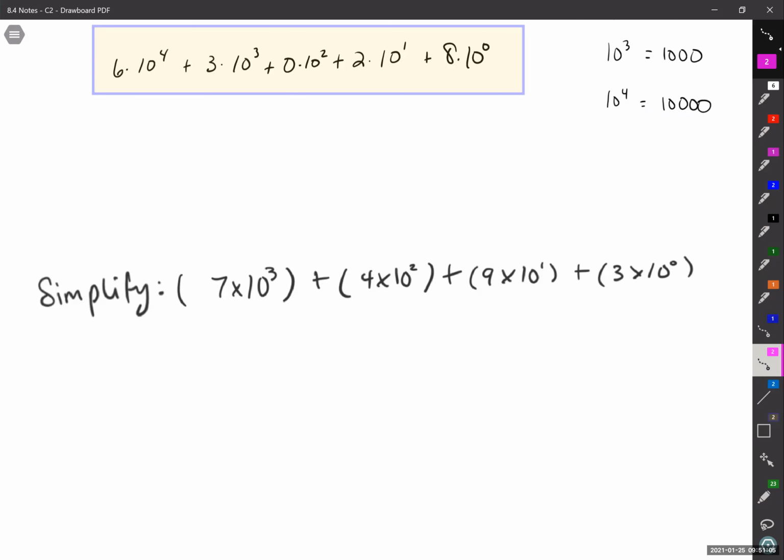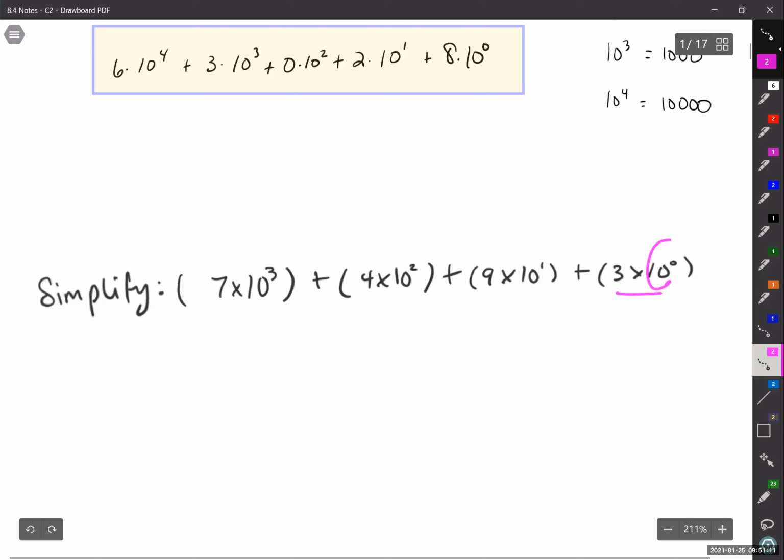Now, as we're working on this, we don't have to do it all at once. We can just translate piece at a time. For instance, we know that 10 to the 0 is 1. So this is really 3 times 1. 10 to the first is 10, so this is 9 times 10. 10 to the second is 100, so that's 4 times 100. 10 cubed is 1,000, so that's 7 times 1,000.